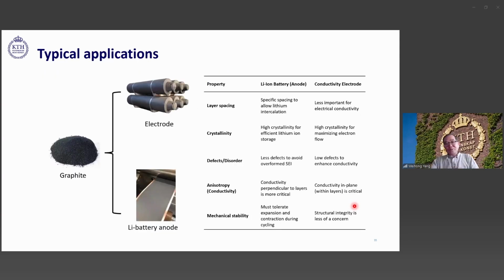Now we will come to the applications. There are quite a lot of applications. I will not talk about all of them. We will focus on two. One is electrodes for iron and steel making, and the other is lithium batteries.